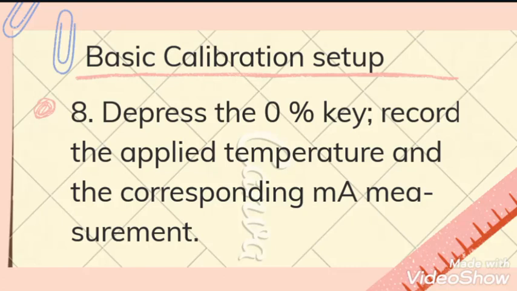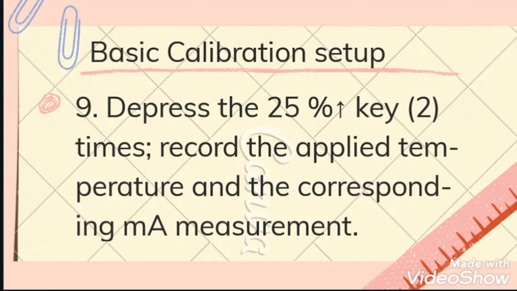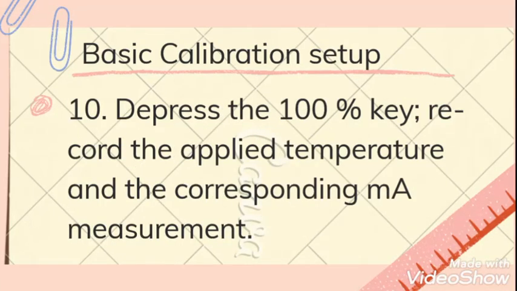Depress the 0% key, record the applied temperature and the corresponding milliamps measurement. So we will press the 0 key, then we will check what the output of the transmitter is. Then we will press the 25% key. Then we will record the applied temperature, and then we will note down the temperature transmitter output, that is, the milliamps of the transmitter. Then we will press the 100% key. We will record the applied temperature and we will also record the milliamp measurement of the transmitter.